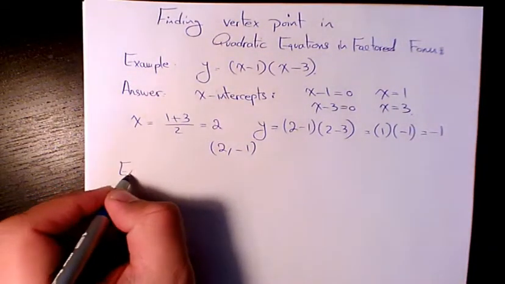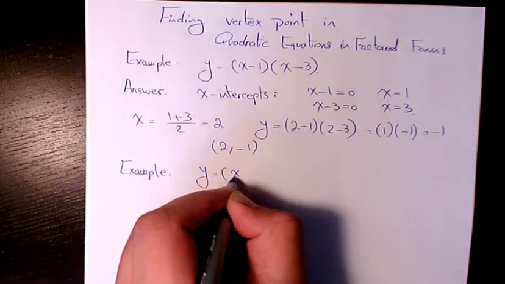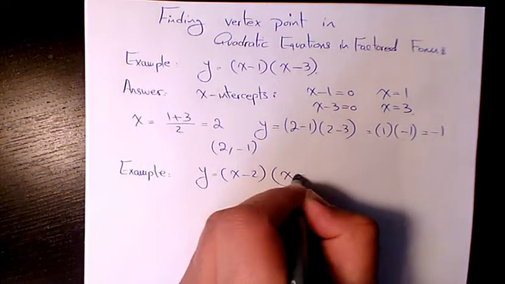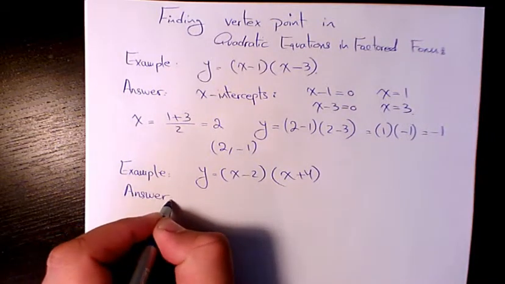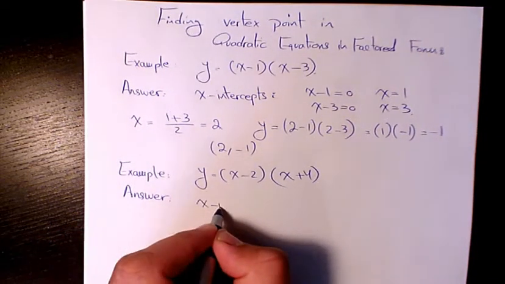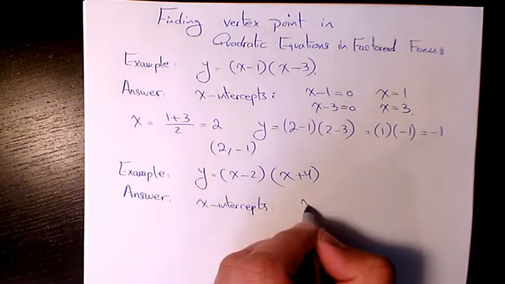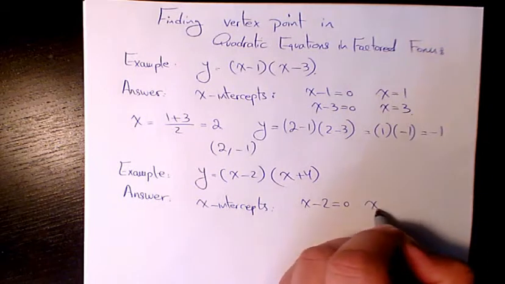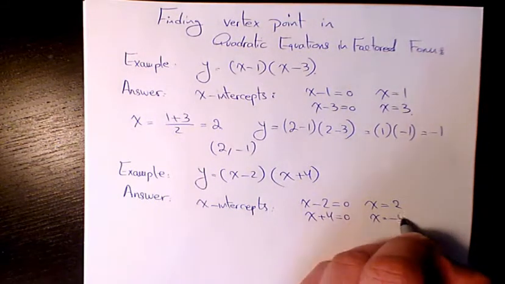Next example. We have y equals x minus 2 times x plus 4. Answer will be, we need to find the x-intercepts first. X minus 2 equals 0, so x equals 2. X plus 4 equals 0, so x is negative 4.